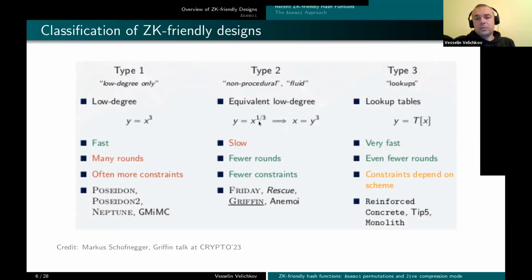So instead of performing this expensive computation, in particular x to the 1 over some power, they pre-compute a table of such values, and they directly query the table when they need to perform some computation like this. So these designs are fast because querying the table is like an order 1 operation. Here we need even fewer rounds, but then the designs of this class are not so flexible because they tightly depend on the scheme that is using them.